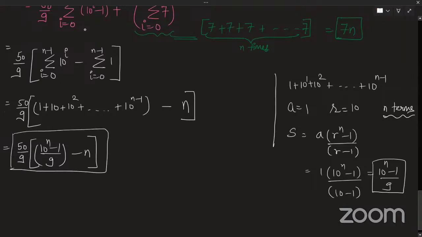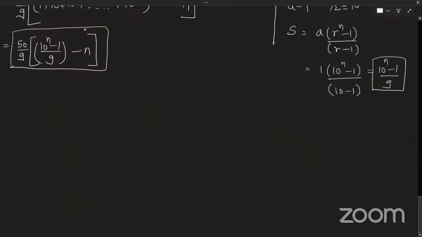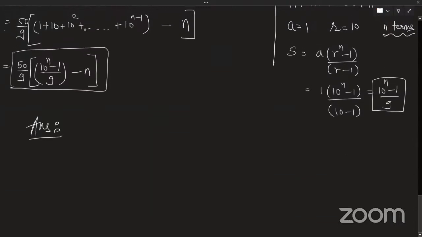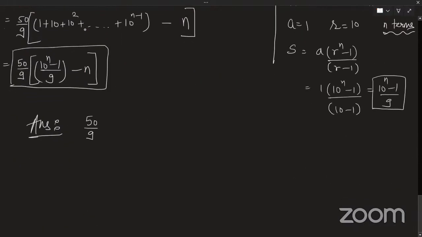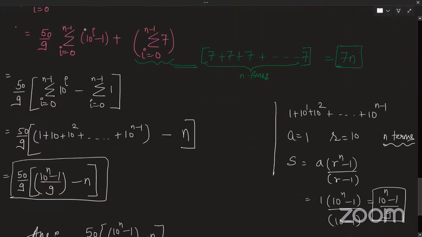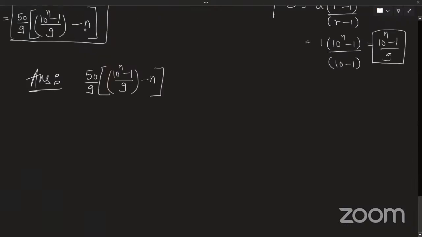Now I will write the final answer. So my final answer is 50 by 9 into basically this thing plus this thing. So it is 10 raised to n minus 1 by 9 minus n, plus 7n plus 7. So this is my final answer. Got it, everyone?